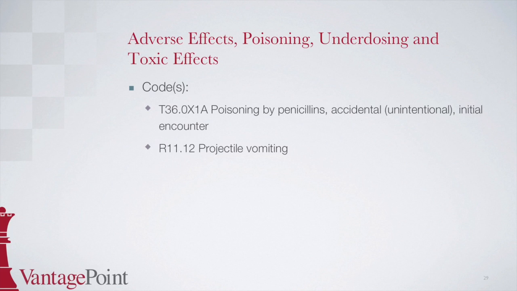The first code is T36.0X1A, poisoning by penicillins, accidental, unintentional, initial encounter. The first thing we need to do when coding this example is determine if a poisoning or adverse effect has occurred. Since documentation states that the penicillin was prescribed correctly but taken incorrectly, this is a poisoning.